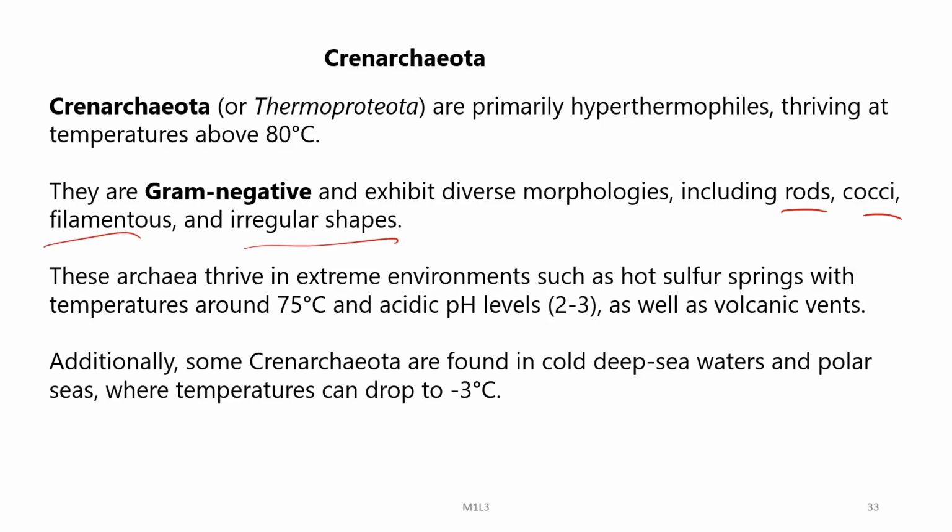These archaea thrive in extreme environments such as hot sulfur springs with temperatures around 75 degrees centigrade and acidic pH levels ranging from 2 to 3, as well as in volcanic vents. Additionally, some of these are found in cold deep sea waters and polar seas, where temperatures can drop as low as minus 3 degrees centigrade.